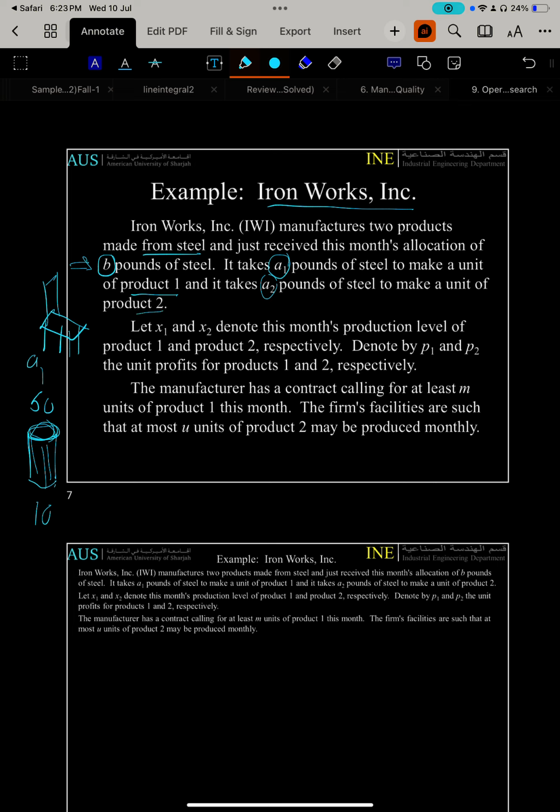Basically, they are producing these two products, product 1 and 2, and these are the rates, or the pounds, that we will need for each product. Let x1 and x2 denote this month's production, the number of units produced per month, respectively. We also denote by P1, P2 the unit profits for products 1 and 2, respectively.